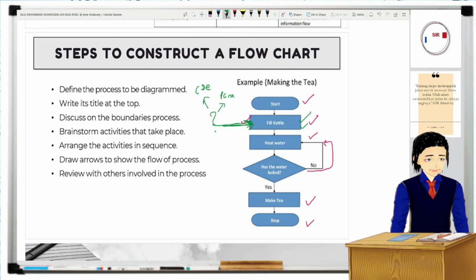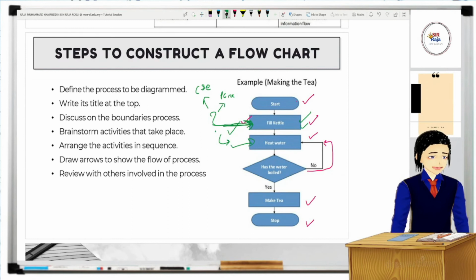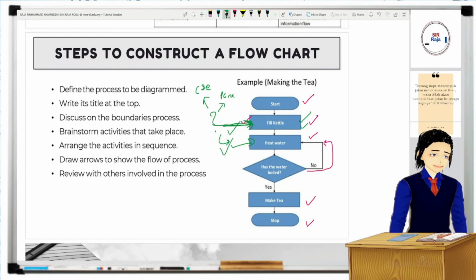So process 1, again you go. Dah settle process 1, you go to process 2. You tengok pula apa yang boleh improve, and then you improve. Next, dekat decision making masalah dia, alright, and then you improve there. So this is how we use flowchart.